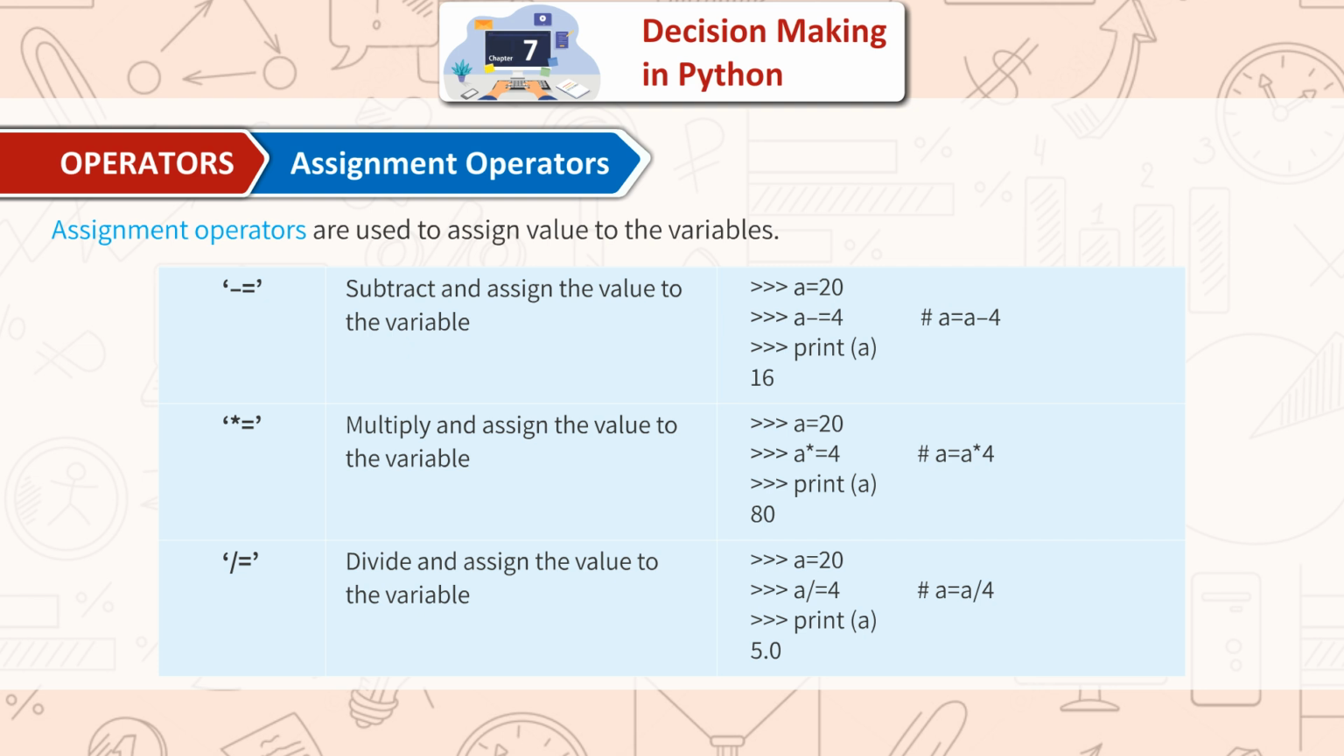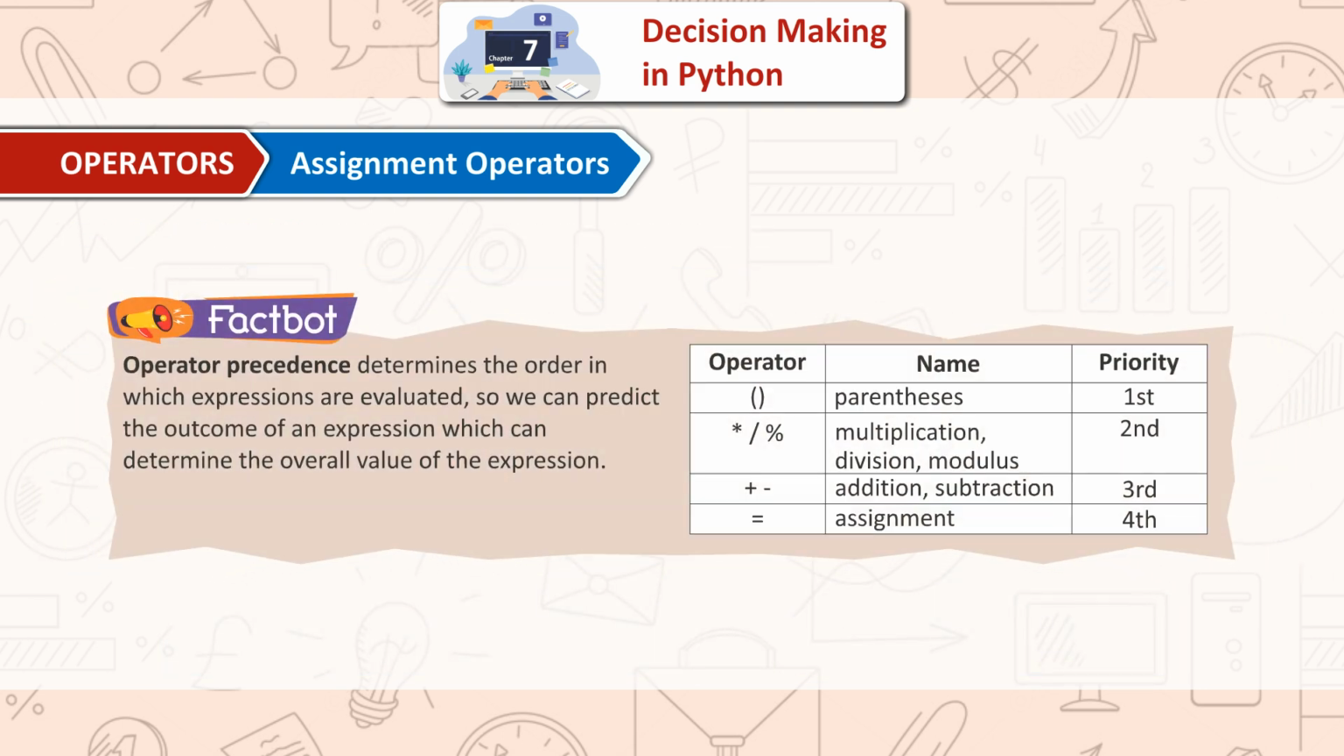A is equal to 20, A divide equal to 4, which means A is equal to A divided by 4. Print A, 5.0. Factbot. Operator precedence determines the order in which expressions are evaluated. So, we can predict the outcome of an expression which can determine the overall value of the expression. Operator, name, priority. Parentheses, first. Multiplication, division, modulus, second. Addition, subtraction, third. Assignment, fourth.